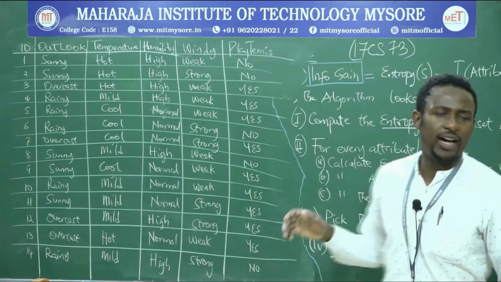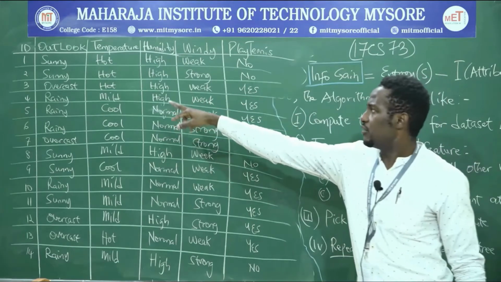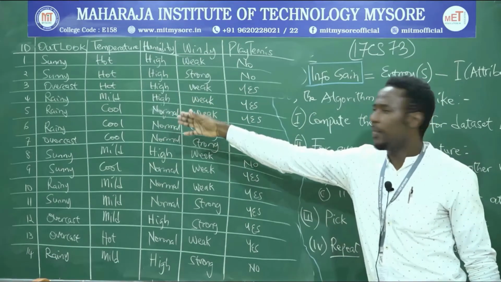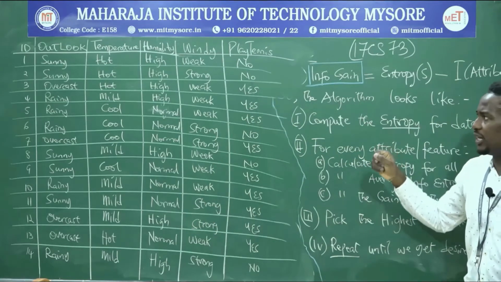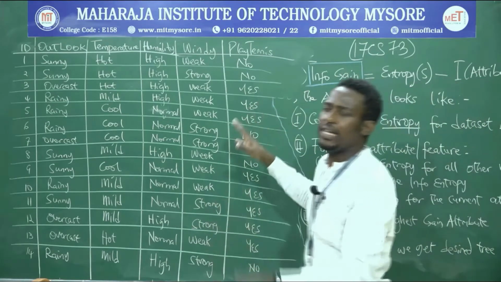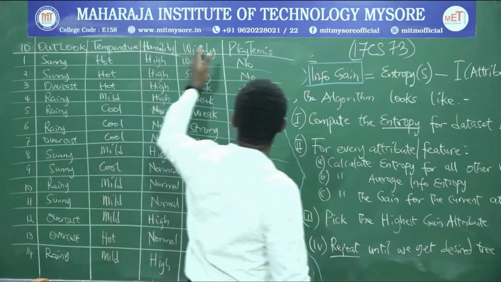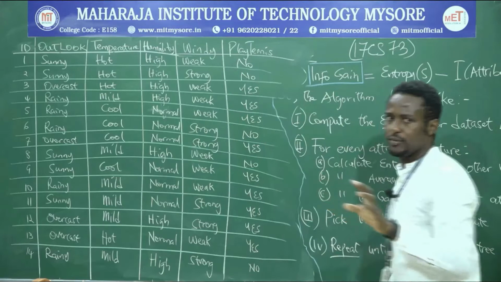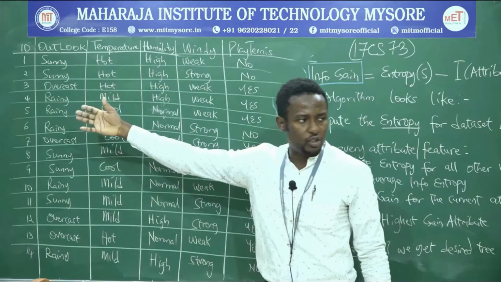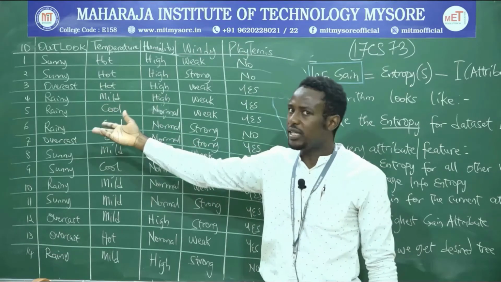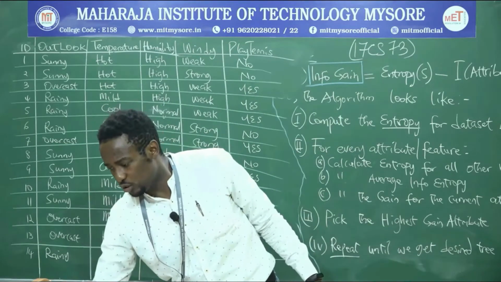See here, we have about 14 rows, using the ID number, and how many attributes or features are here? If you take the entire thing, you see 1, 2, 3, 4, 5, 6. But please, do we need the ID number? We don't need the ID number, right? And I've not given you the instruction on what to do.